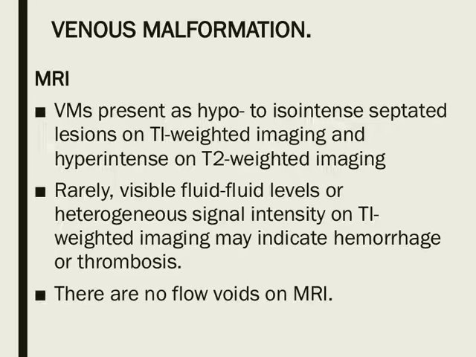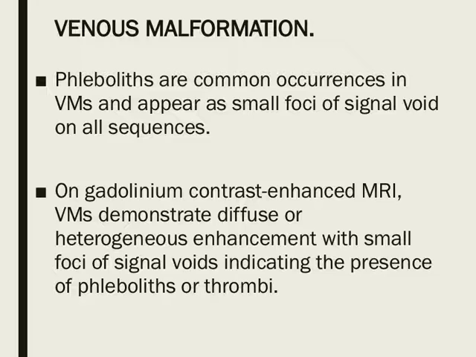On MRI, you are going to have a hypo to isointense lesion with septations on T1 and hyperintense on T2. You may see fluid levels, and they may have a heterogeneous appearance where there's hemorrhage or thrombus. There's no signal void areas because it's low flow. But then where there are calcifications, you can have areas of no signal. Phleboliths, as I said, show small foci or signal void areas. And then with gadolinium, there's diffuse or heterogeneous enhancement when there's a thrombus or a phlebolith. You're usually going to have signal void areas.